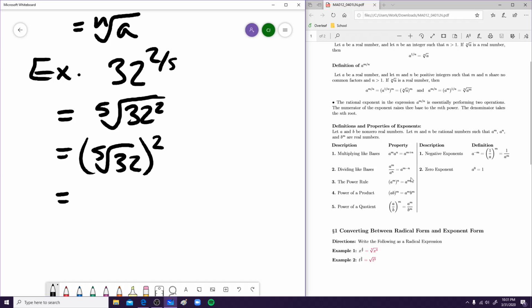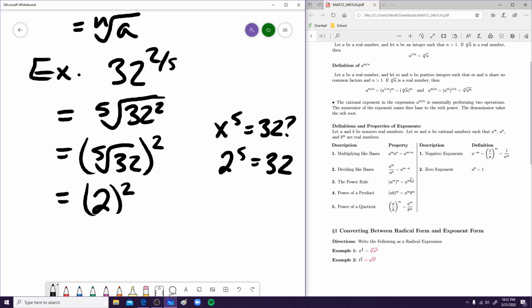So what is the 5th root of 32? I'm going to see what number to the 5th power is equal to 32. Right? In this case, you'll see that it's going to be 2 to the 5th. This is equal to 32. So the 5th root of 32, what is it? It is 2. Okay. So now we want to find 2 squared. And what is 2 squared? It is 4. So 32 to the 2/5 power, that is equal to 4.